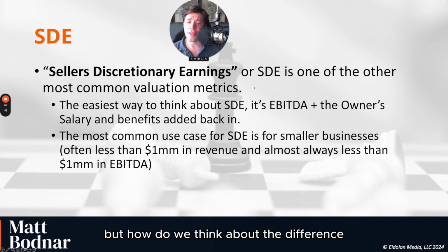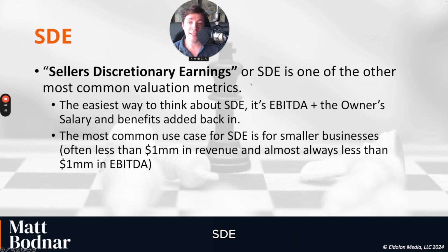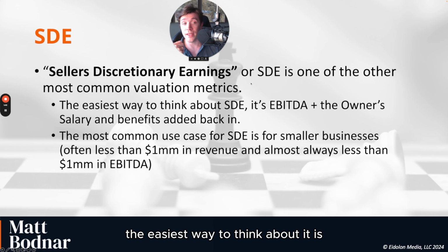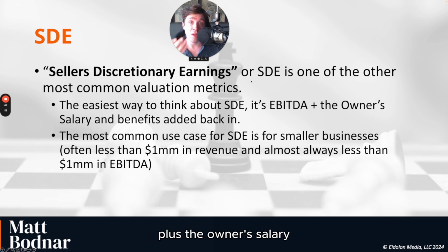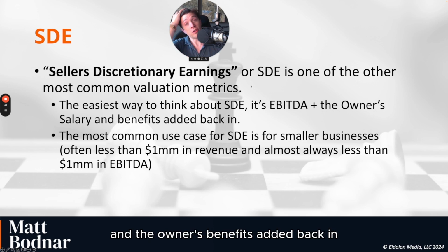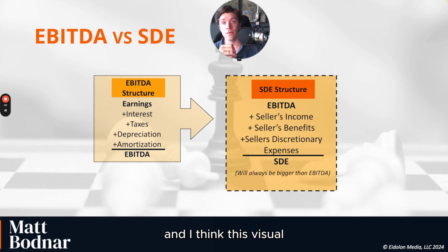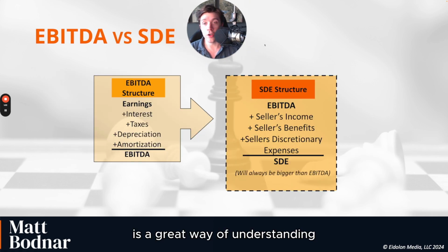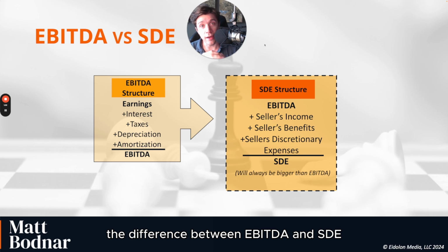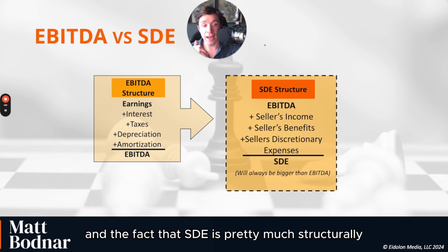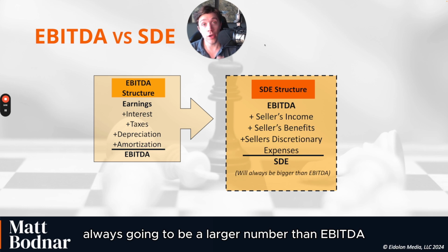But how do we think about the difference between these two things, right? SDE, the easiest way to think about it is it's basically EBITDA plus the owner's salary and the owner's benefits added back in. And I think this visual is a great way of understanding the difference between EBITDA and SDE, and the fact that SDE is pretty much structurally always going to be a larger number than EBITDA.